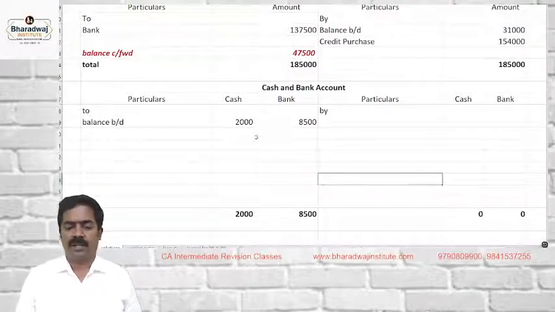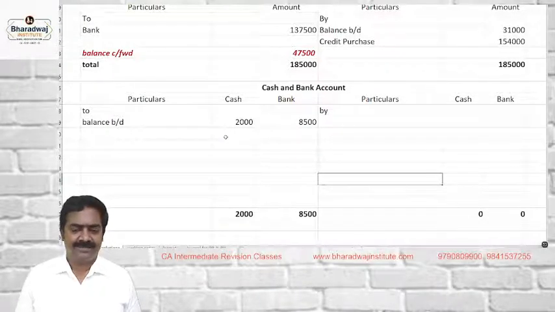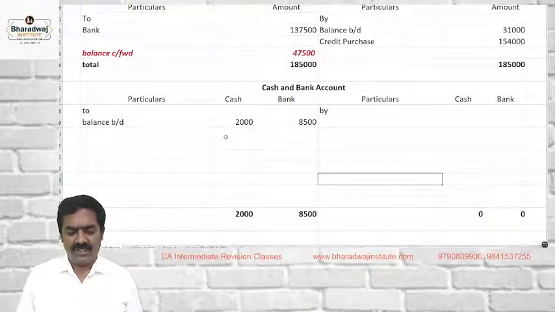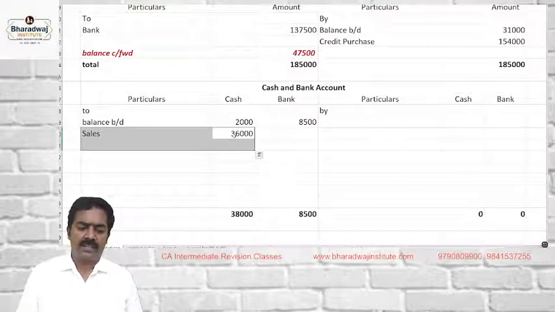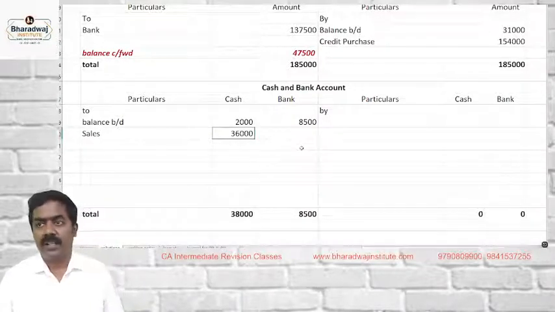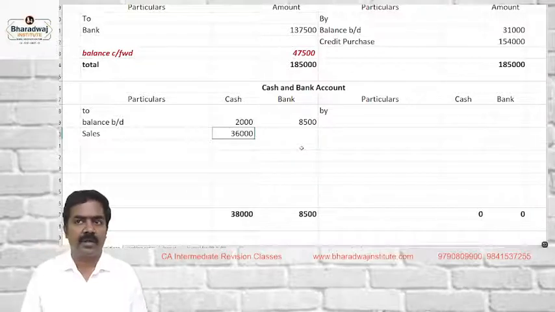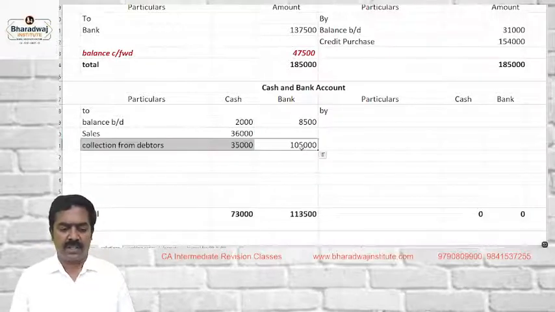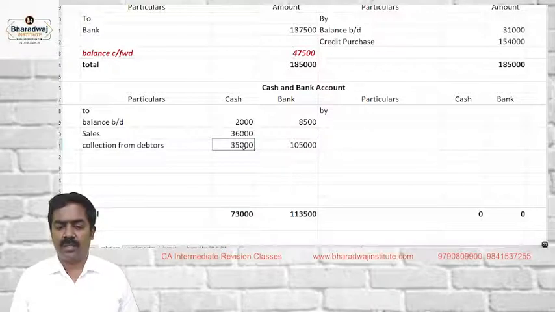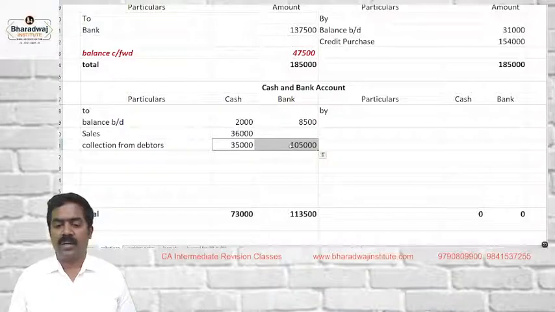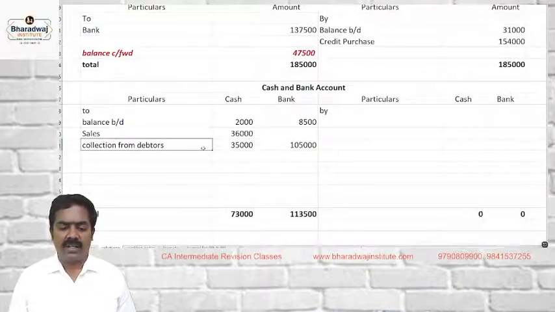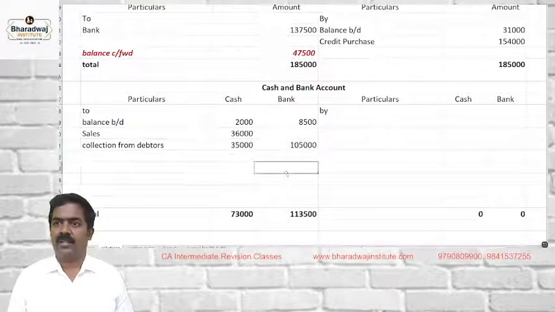Shall we check the cash and bank account or wait? Record all the collections and payments. Sales in cash, how much? 36,000. Journal entries, cash account debit to sales account 36,000. Then collection from debtors includes both cash collection as well as what? Check collection. Totally 1,40,000 we collected. 35,000 is cash, balance 1,05,000 is what?